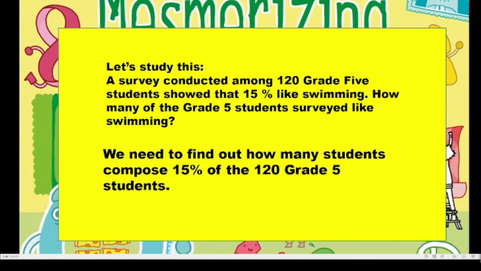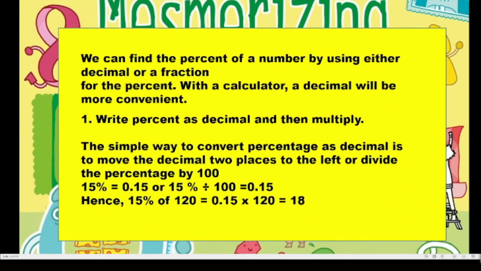Let's study this. A survey conducted among 120 grade 5 students showed that 15% like swimming. How many of the grade 5 students surveyed like swimming? We need to find out how many students compose 15% of 120 grade 5 students. We can find the percent of a number by using either decimal or a fraction. With a calculator, a decimal will be more convenient.